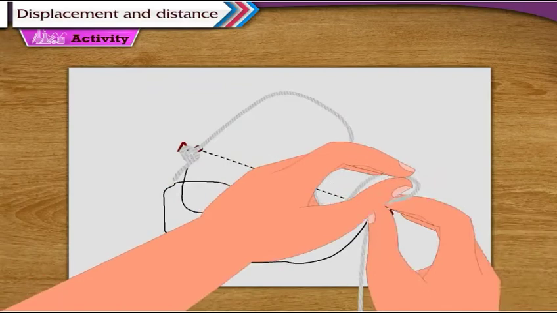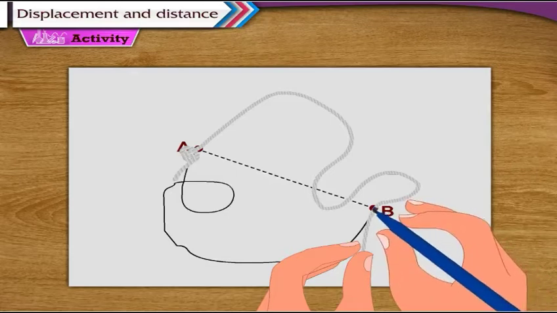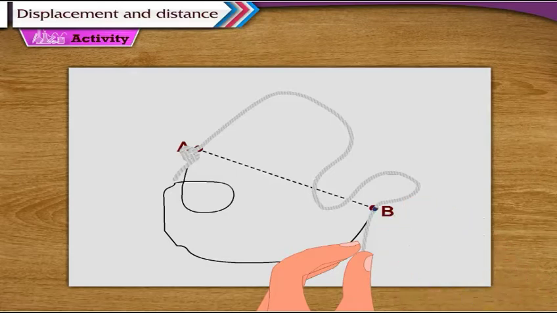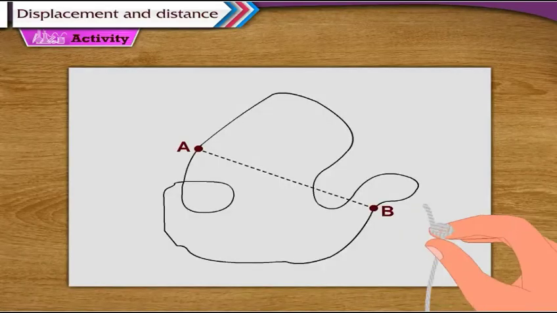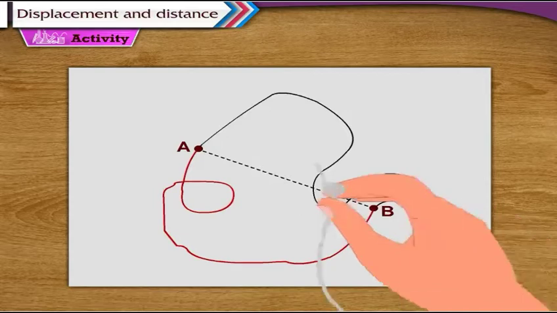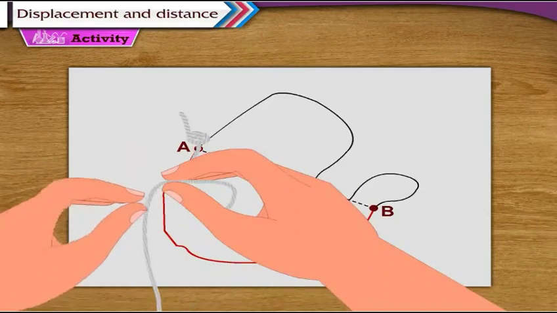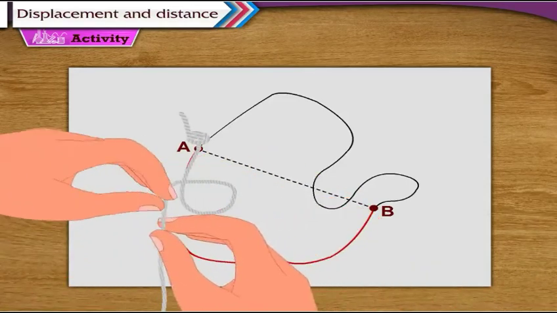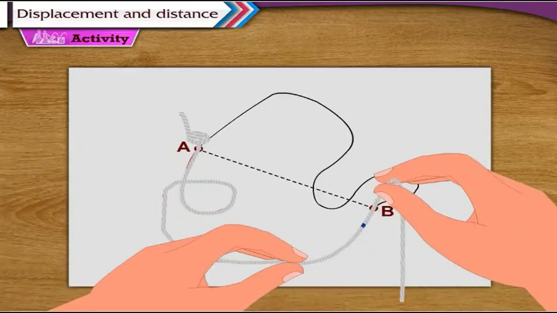Now, let us measure the distance from A to B using the same thread in the second way. Put a mark on the thread that is required to measure this distance with a red ink pen. Now let us again measure the distance from A to B along the dotted line with the thread. Put a mark on the thread that is required to measure this distance with a black ink pen.